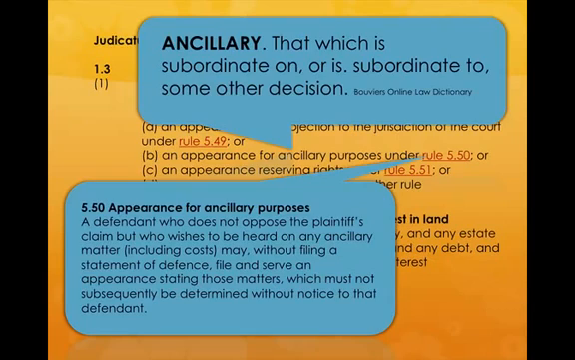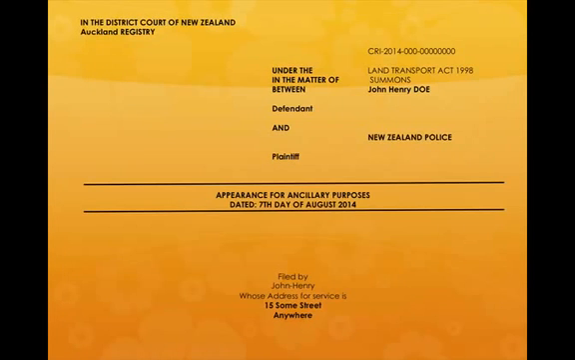A defendant who does not oppose the plaintiff's claim, but who wishes to be heard on any subordinate matter, may, without filing a statement of defence, file and serve an appearance stating those matters. File and serve an appearance. What is an appearance? It's an address. All right. Here we go.